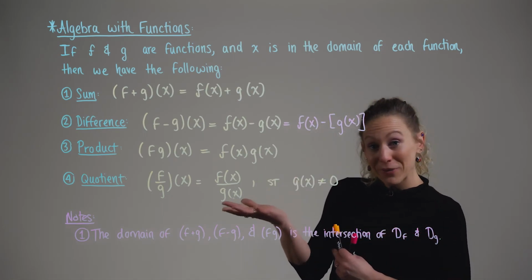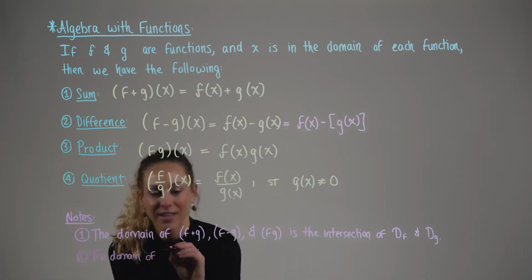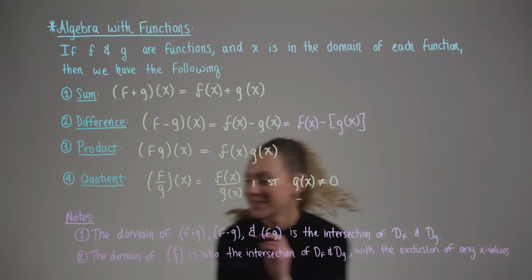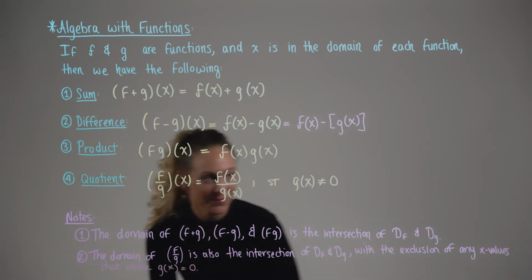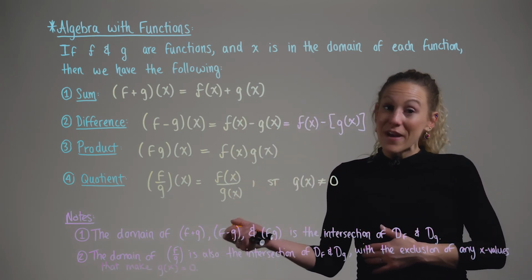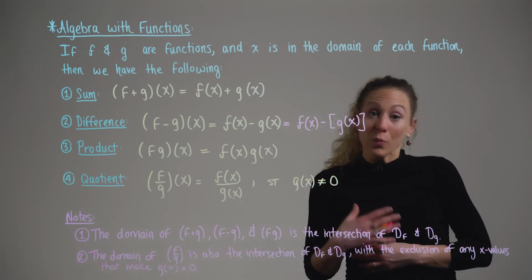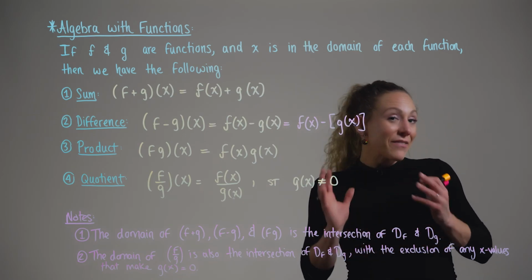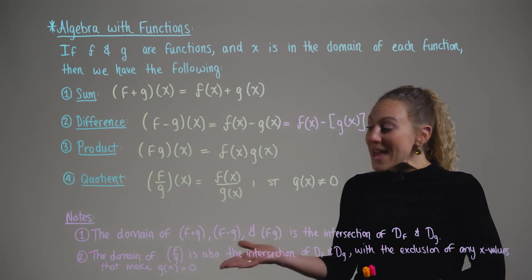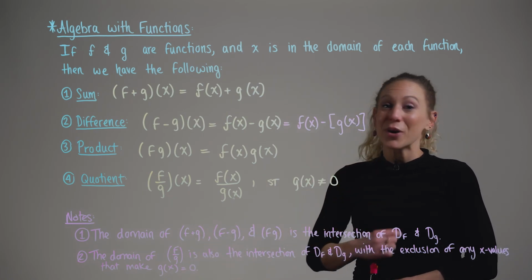Now, what about the quotient? For the quotient of functions, the domain of f/g is also going to be the intersection of the domain of f with the domain of g, but we have the additional exclusion of any x values that are going to make the denominator equal 0. And we know this because division by 0 is undefined.